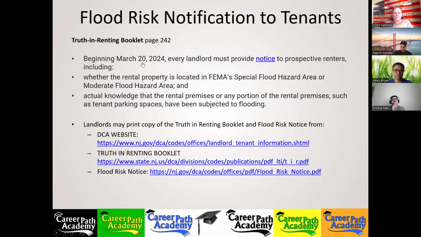So beginning March 20th, 2024, every landlord must provide a notice to prospective renters, including whether the rental property is located in a FEMA special flood hazard area or moderate flood hazard area, and actual knowledge that the rental premises or any portion of the rental premises, such as tenant parking spaces, have been subjected to flooding in the past. Landlords may print a copy of the Truth in Renting booklet and the flood risk notice from the DCA website.